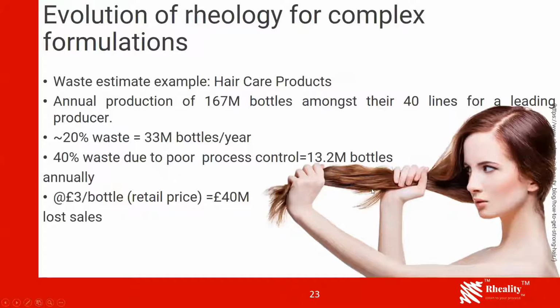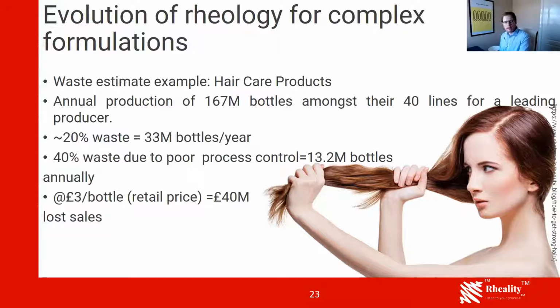To give you an example how bad the problem is, or how large scale the problem is, because we did a lot of work with a hair care manufacturer called Sunlight. We were looking at the evolution of rheology for complex formulations for hair care products. And this particular manufacturer produces worldwide 167 million bottles amongst their 40 production lines, just shampoo and conditioner. These two products only. They obviously have many more products. Around 20% go into waste, which would equate to around 33 million bottles per year.